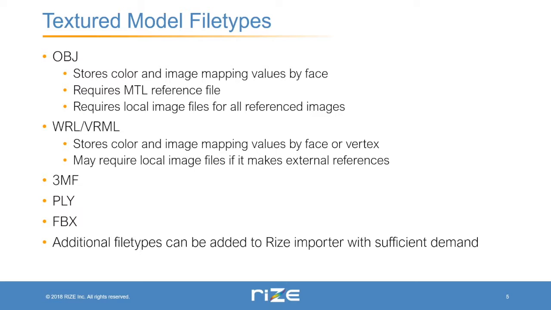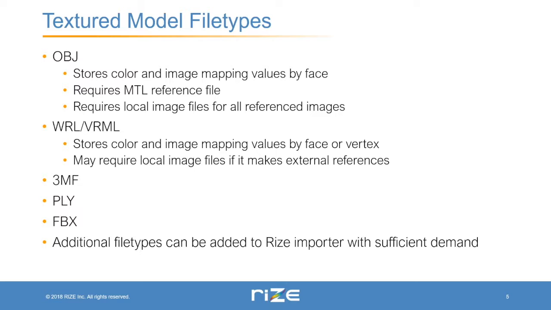WRLs have a bit more flexibility than OBJs. They can store color and images not just by face but also by vertex. And oftentimes the images that are included in these files are included within the file itself, so you don't need to have separate images. However, that's not always the case, especially if the images have large file sizes. And in those cases, you'll have to make sure that you bundle the image files along with the WRL.